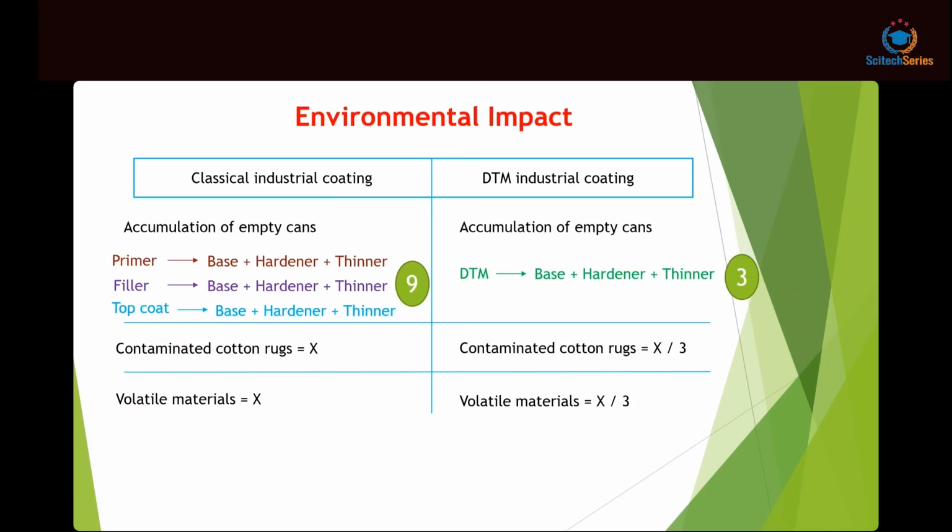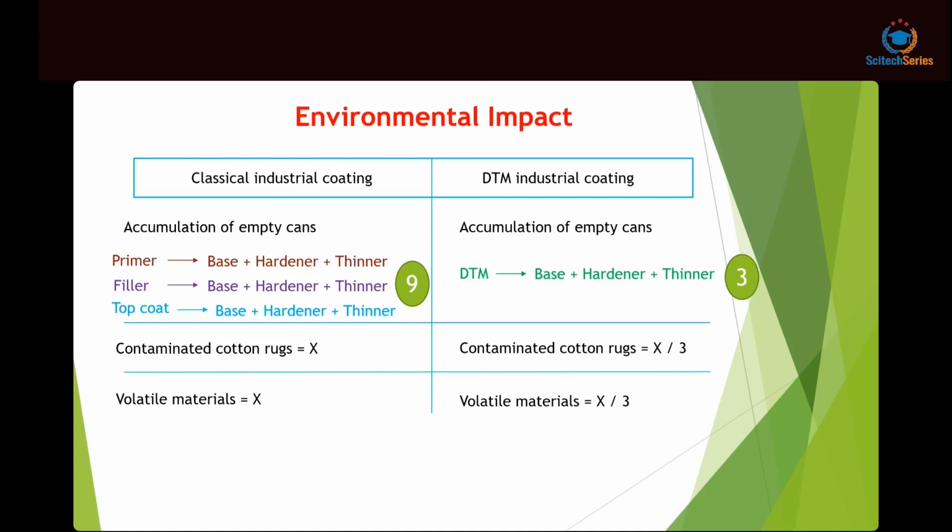We can see the environmental impact comparison here. In the classical industrial coating, the primer comes in three packs: base component, hardener, and thinner. Three cans we have to use. The filler also contains three cans, and the top coat also contains three cans. So ultimately, when you finish your vehicle painting, you have to dispose of nine cans. These most of the time contaminate our environment.